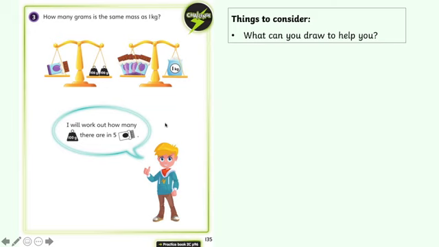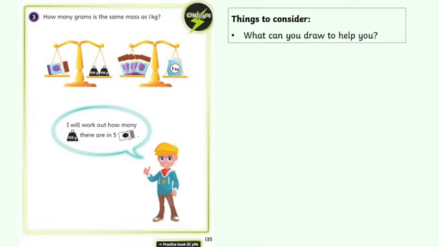And Dexter here is giving us a clue and saying, I will work out how many 100 grams there are in 5 chocolate bars. And that will help him work out how many grams is the same as 1 kilogram. Have a think, what could you draw to help you as well? So have a go at the challenge, click pause and click play when you want to go through the answers.